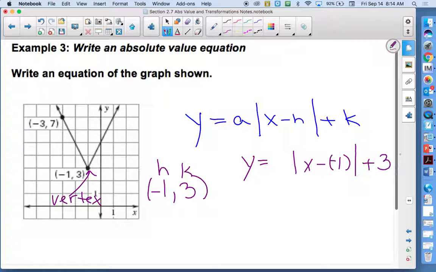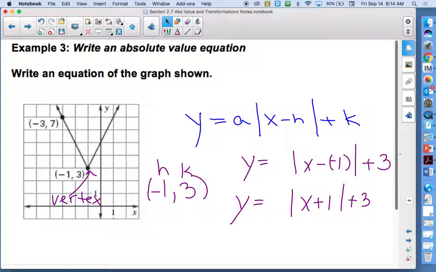What else do we need? Abby, what else do we need besides the vertex? The slope. Yeah, we need the slope. How do you think you can get the slope? So we can do the actual slope equation, y2 minus y1 over x2 minus x1. What else could you do without using the equation? The formula? Yeah, just look at the graph. See the rise over run.